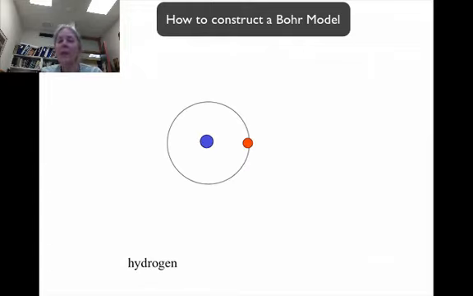And this model, by the way, is called a Bohr model. So it's a Bohr model of hydrogen. It's named after Niels Bohr.